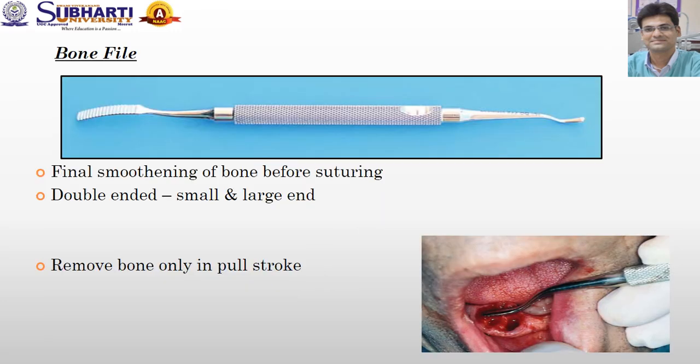Bone file is a double-ended instrument which consists of a small and a larger end. The main purpose of the bone file is for final smoothing of bone before suturing. The serrations are developed such that when we are filing the bone, it should be done in a pull stroke. If we try to file the bone in a push stroke, it results in burnishing and crushing of the bone.